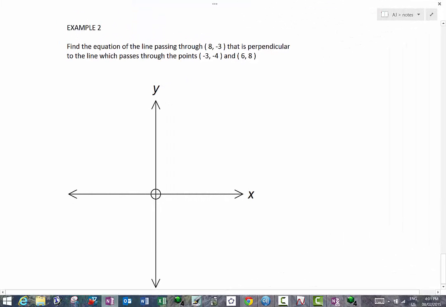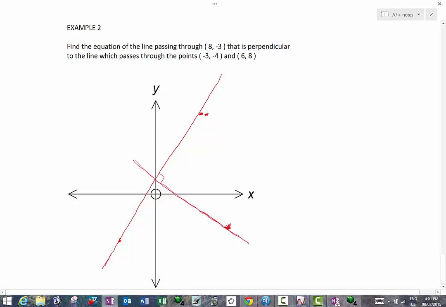And finally, this second example: find the equation of the line passing through (8, -3). So (8, -3) is somewhere over here, and it needs to be perpendicular to the line passing through (-3, -4) and (6, 8). So we've got a line which is pretty steep, and we need to find the equation of the line perpendicular to that passing through this known point. So it'll look something like that. The diagram is a bit rough.